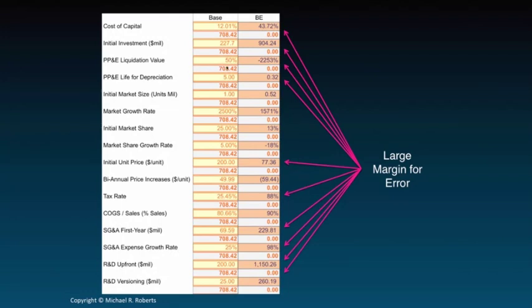Take a look at the PPE liquidation value here. I'm assuming I'm getting 50 cents on the dollar when I liquidate all of my plant and equipment at the end of the 5 years. It would take a loss of 2,253% before this turned negative NPV. I'd have to be dealing with some kind of nuclear waste, something like that. But that's not the case here. Similarly, the initial unit price: unless we're going to price this at just over $77 per unit, this project is positive NPV.